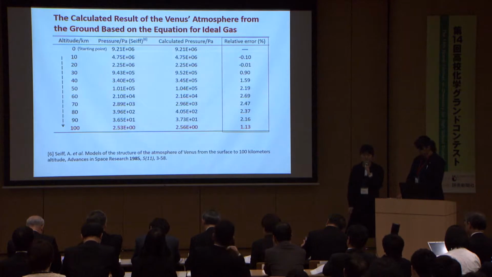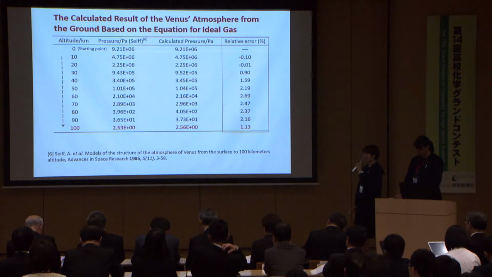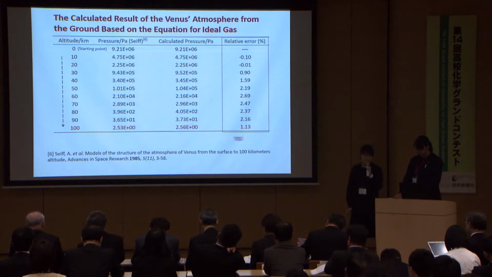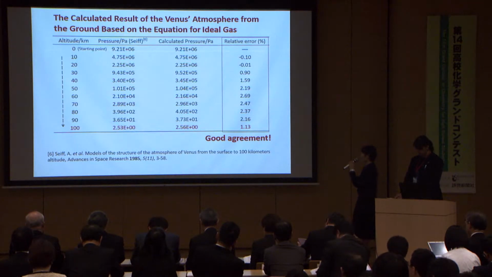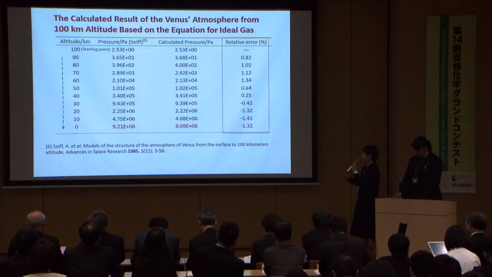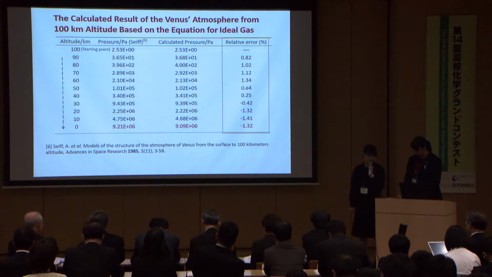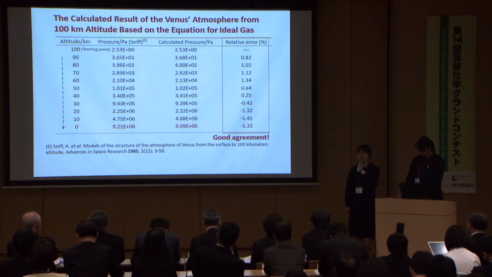To our surprise, it's a case of ideal gas. HPDR reproduced the vertical structure of atmospheric pressure very well. These are the results calculated from pressure at ground level. These are results calculated from pressure at altitude 100 kilometers as reference point. It also shows almost the same results as from the reference point of the ground level.